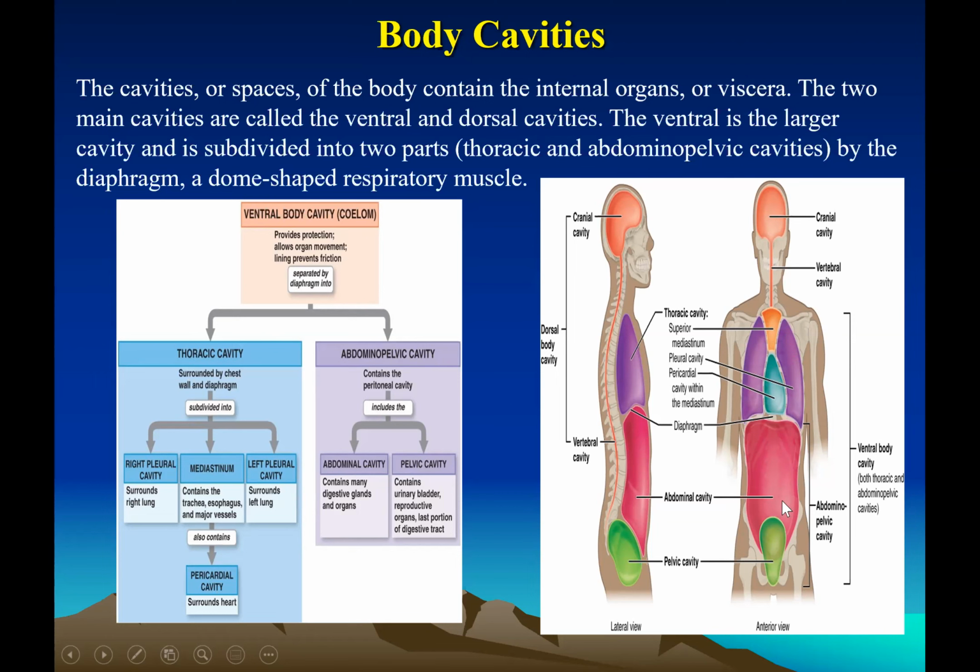Moving on to the abdomen, the abdominopelvic cavity is made of the abdominal cavity and the pelvic cavity. The abdominal cavity will contain many of the digestive organs and glands. The pelvic cavity will contain the urinary bladder, reproductive organs, and a part of the digestive system. These are the different cavities of the body that protect the organs or viscera.